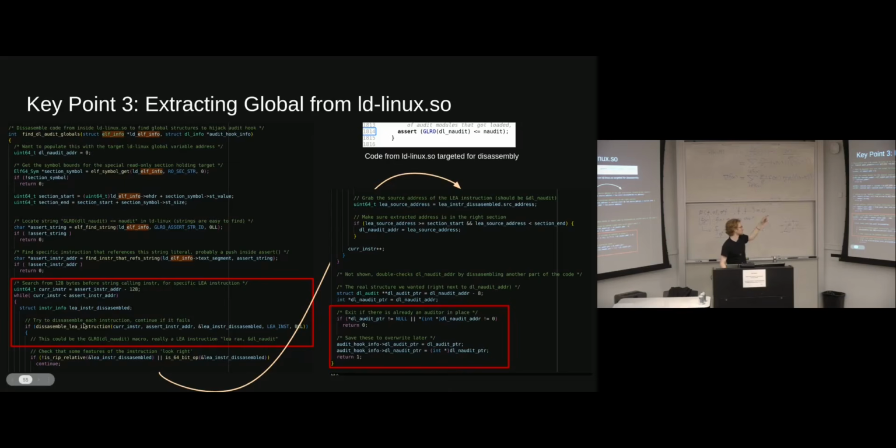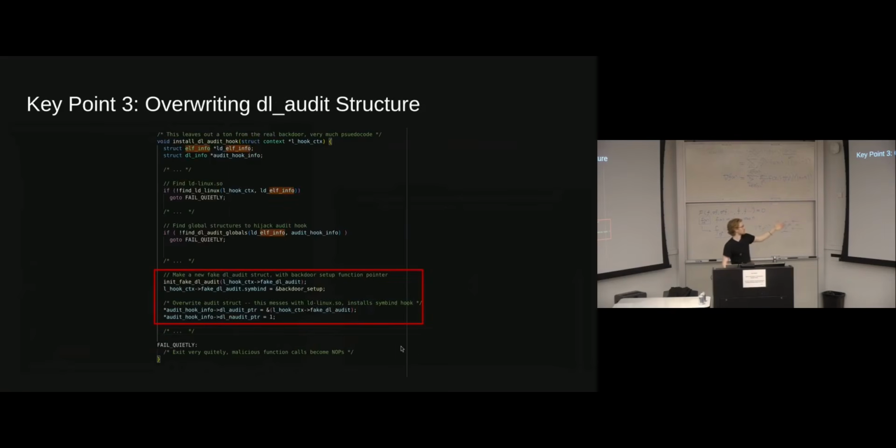You can see it looks through and tries to call this disassemble function, which does disassembly of the instruction, checks some features of it to see if it looks right, and then makes sure it points to somewhere in the right section. If it doesn't, everything exits very quietly. But if it does, then it now has a pointer to this DL audit structure. And it's right next to the DL audit structure in memory, so it can get everything it needs from there. And then things get a little bit simpler.